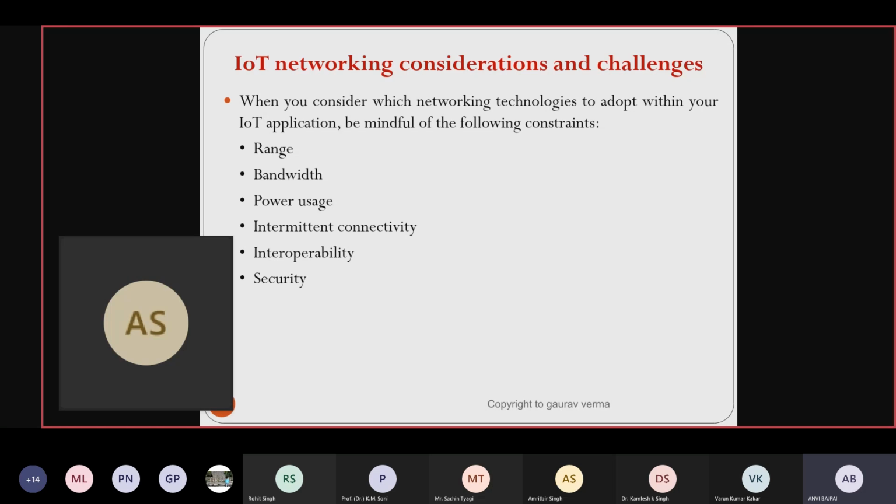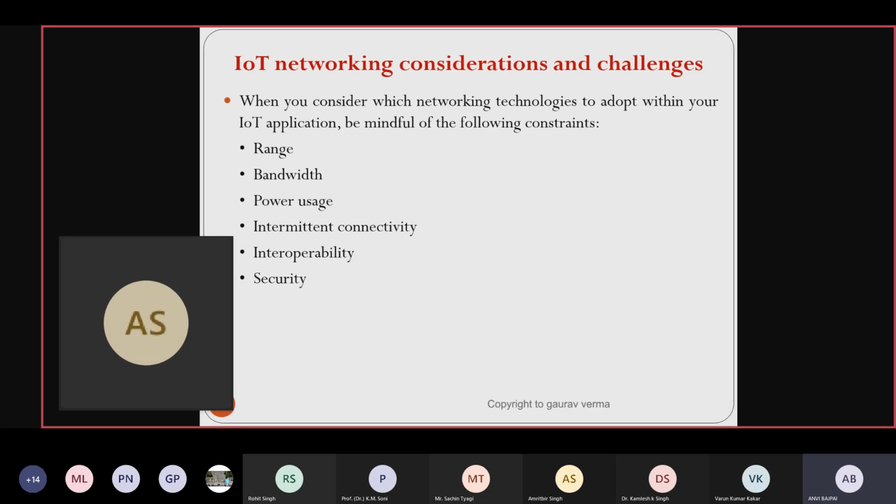These are some of the constraints that we should keep in mind whenever we are trying to set up an IoT environment as per the requirement of our application. These points are self-explanatory, but let me give you an introduction to all of them. Range will decide the distance over which you want to communicate your data. So accordingly, you have to choose the protocol.